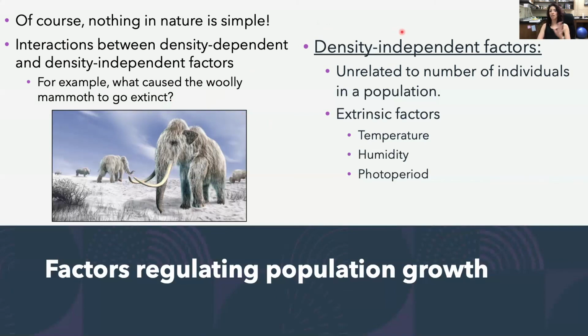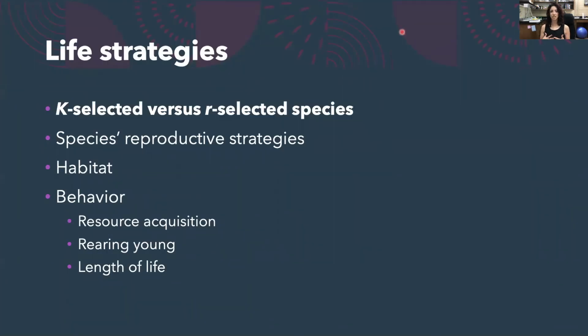So let's talk about how all of this rolls into life strategies. A life strategy simply is the regulation of population growth within a population that is balancing parental care and offspring output. So there are two main types, K-selected versus R-selected species. And these are again related to species' reproductive strategies within their habitat. And it's a balance between resource acquisition behaviors, rearing behaviors, and length of life.